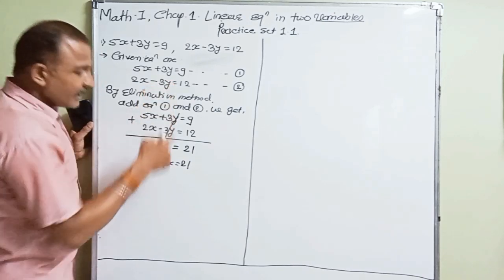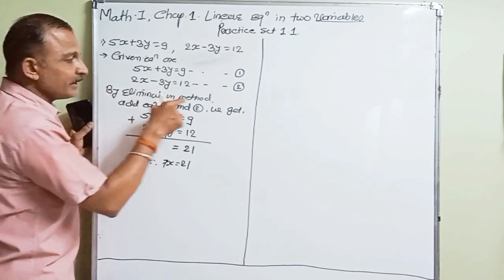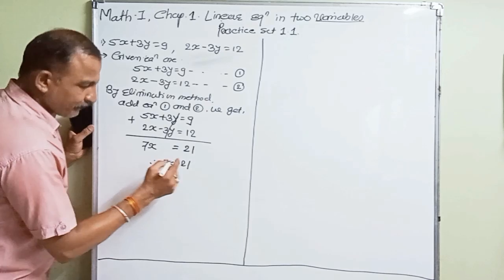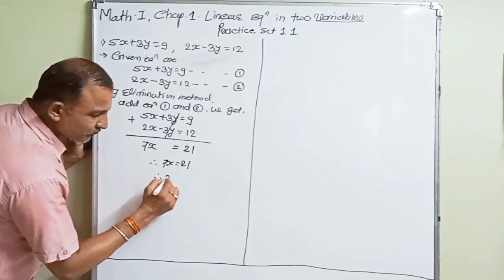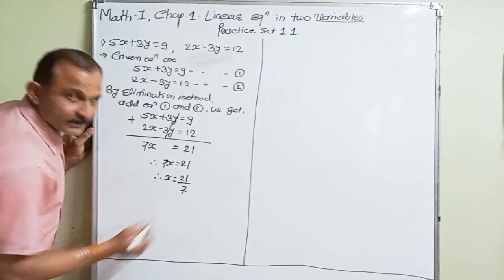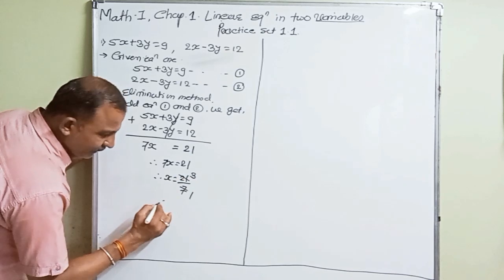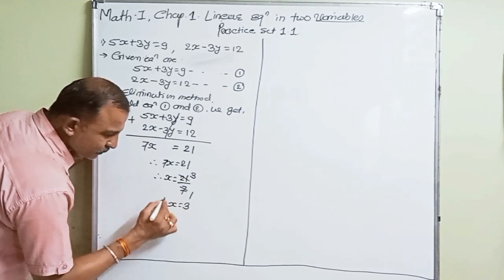Okay, this means here in this equation y is not here. So this is called the elimination method. Understand? Okay. Now 7x is equal to 21. So we write x is equal to 21 divided by 7. 7 is multiplied here, so it goes to divide. So 7 1s are 7, 7 3s are 21. So we get x is equal to 3.